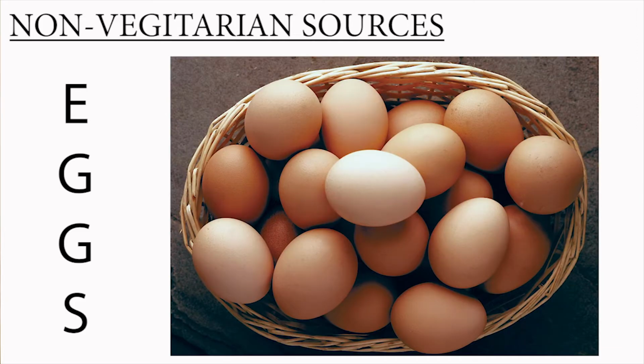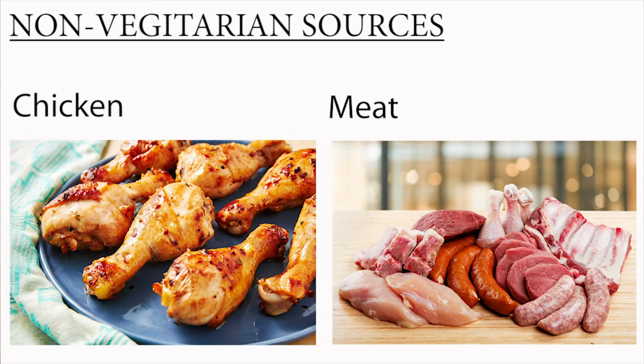For non-vegetarian sources of protein, egg is the ideal protein. It has all the amino acids. The 22 amino acids which are required for our growth are definitely there in eggs in the right balance. So that's why egg is called the ideal protein. Apart from that, chicken and meat also are good sources of protein for people who eat non-vegetarian food.